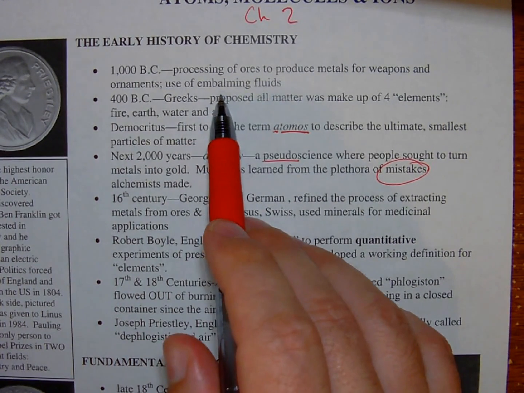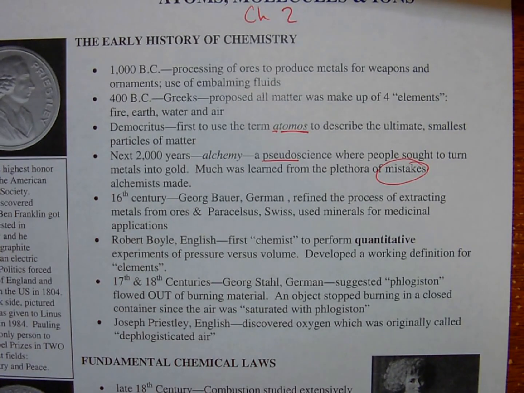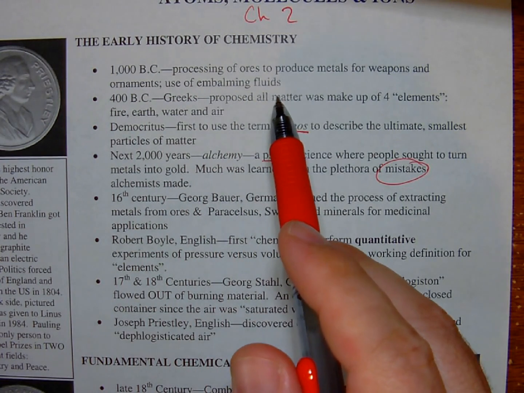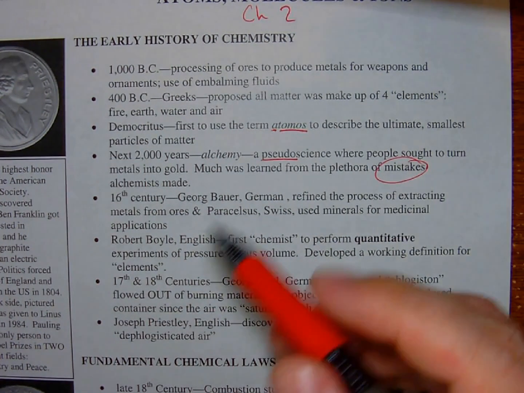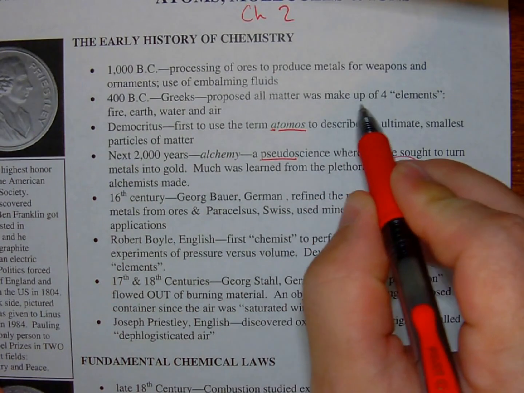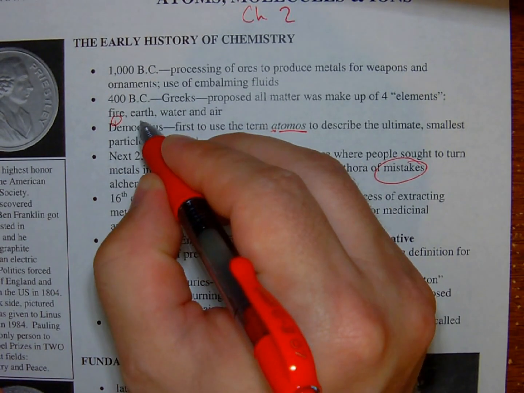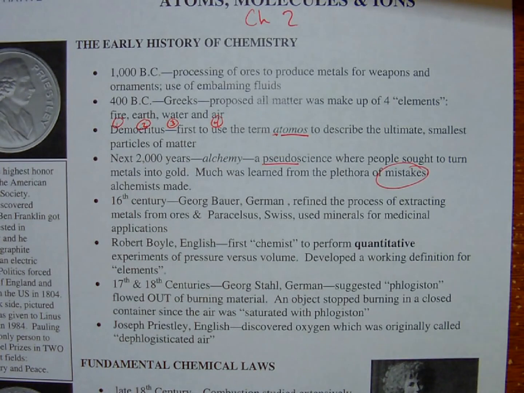Also around this time, embalming fluids were being widely used, and not in every culture, but in several cultures, they certainly were, and they were becoming more and more popular at this time, even if they were only used among the more affluent members of the society. Fast forward to 400 BC, the Greeks came up with this idea that all matter was made up of only 4 elements. You guys have heard of these: fire, earth, water, and air. And this is how they viewed the universe. This is the model of the world that they held.